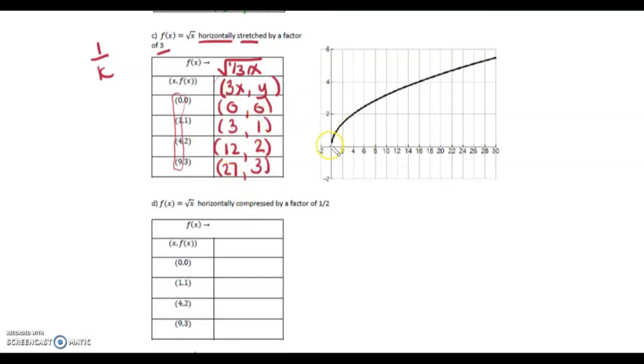And we're going to graph these. So I get 0, 0, 3, 1, 12, 2, 27, 3. Okay, and then this is f of x equals root of a third x. So again, we're stretching by 3, so we're getting further and further away from the y-axis.